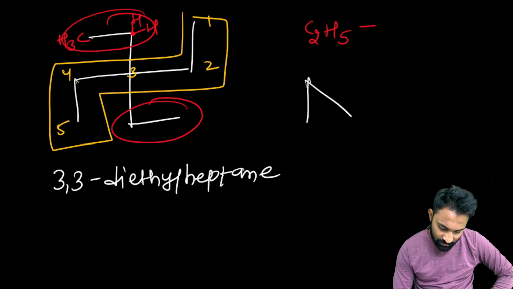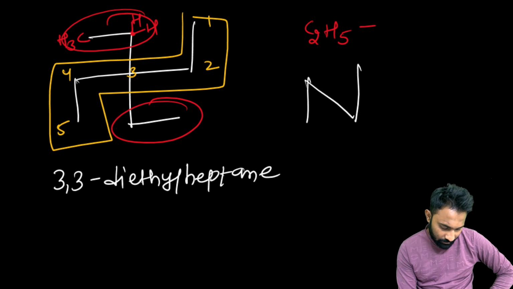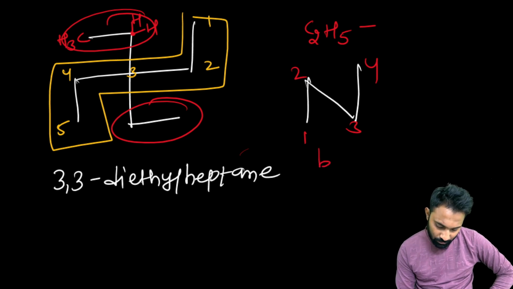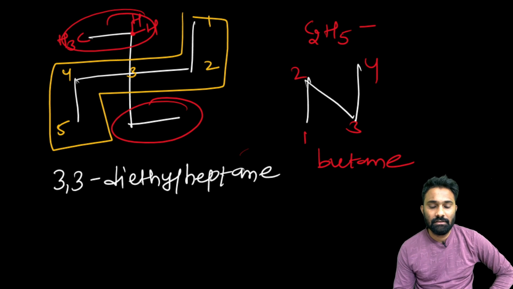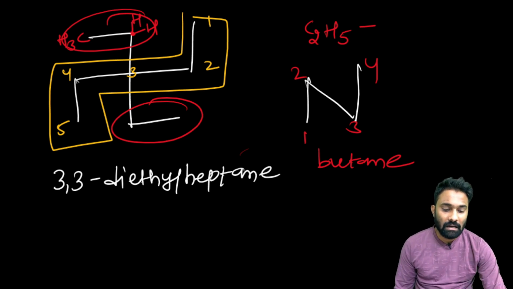Now let's suppose they have given it in this manner, n-butane. Here 1, 2, 3, 4. There is no substituent. All are parent carbon chain only. So how many carbons? But. All are single bonds. So it is butane. That's it. Simple. Done. Now this is about the alkane.